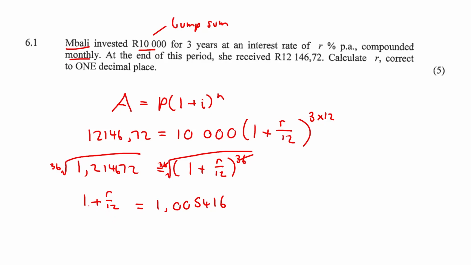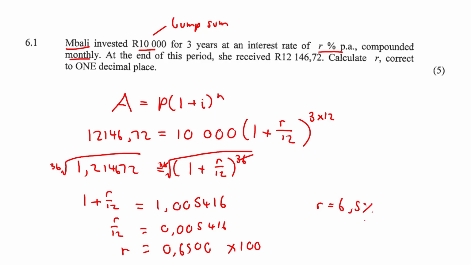Okay, this positive 1, take it over to the right-hand side. It becomes a negative 1, so that's R over 12, which is going to be equal to, if we subtract the 1, 0.005416. And to isolate the R value, we multiply both sides by 12, and we get 0.065. We need that in terms of a percentage, so just multiply that by 100. It's asking for R%. So therefore, R is going to be equal to 6.5%. And that is it for the question.